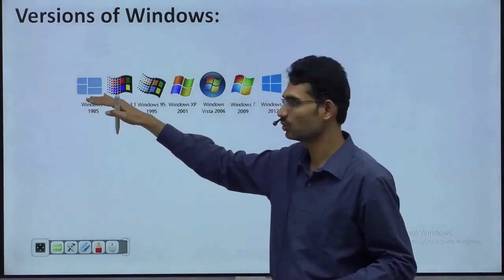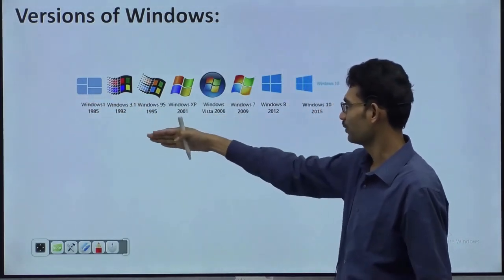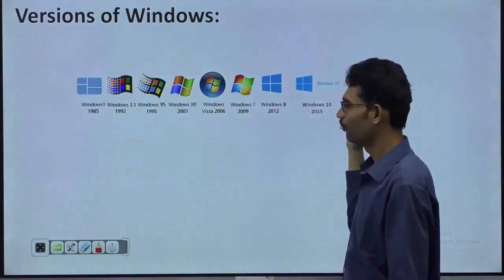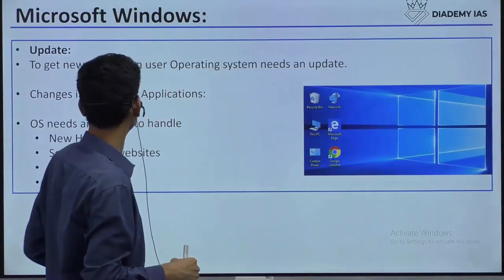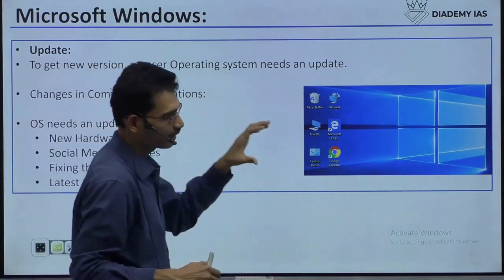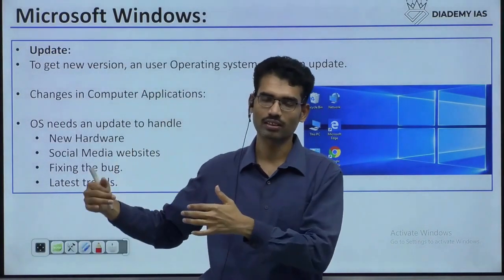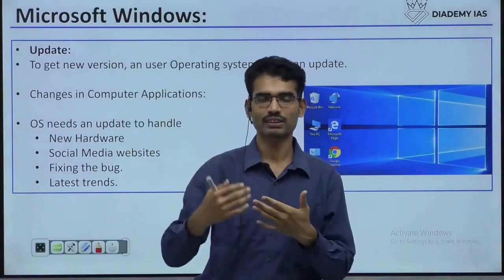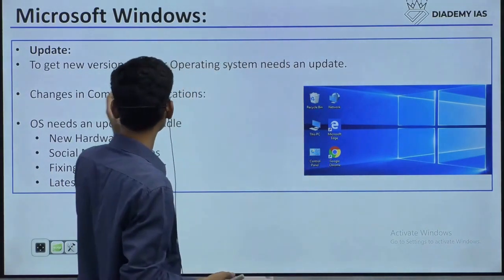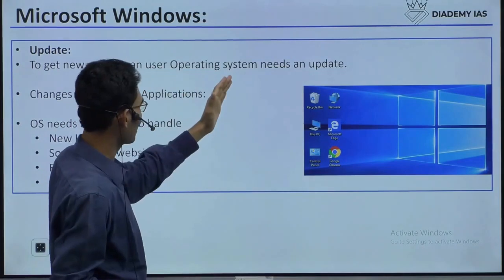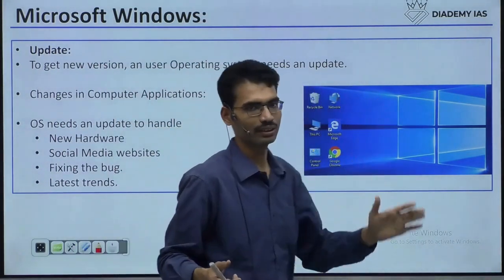This is the logo they used since the beginning, 85 to 2015, and Windows 10 looks like this. This is about different versions. Whenever one version is gone and a newer version is available, every system has to update. Update means to get the new version, and the user's operating system needs an update.